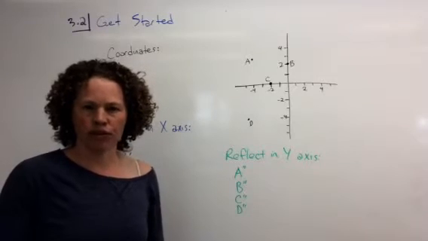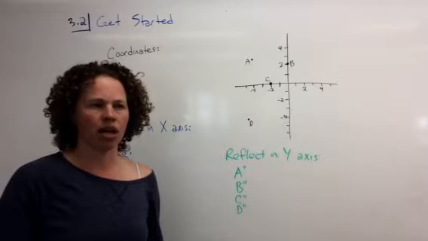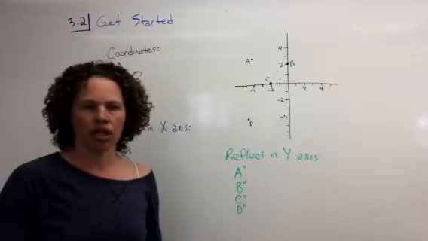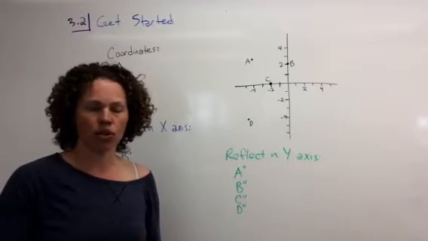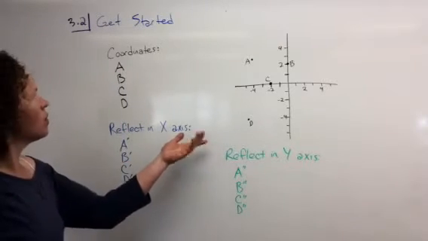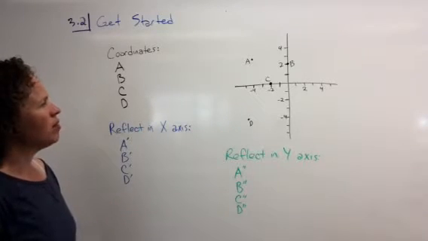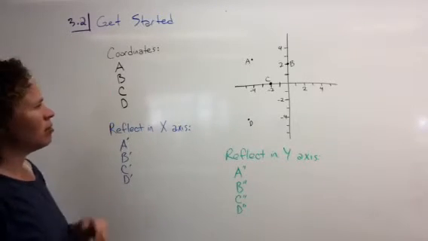3.2 is all about reflecting graphs. So we're basically going to be pretending that we're reflecting them in a mirror, and either the y-axis or the x-axis is that mirror. So this question, for Get Started, they laid out 4 points, just nice and simple, and they've labeled them A, B, C, and D.